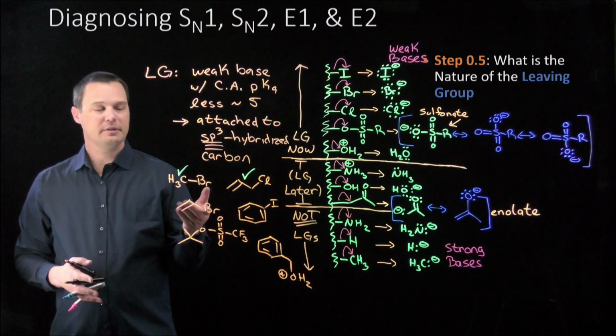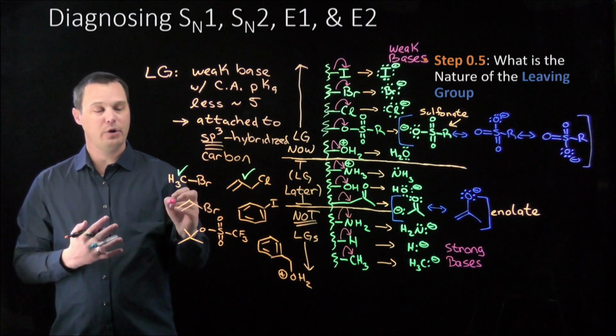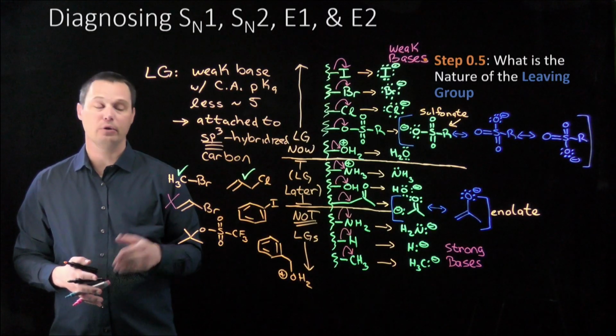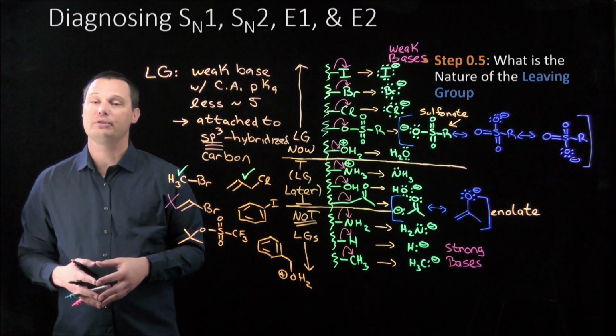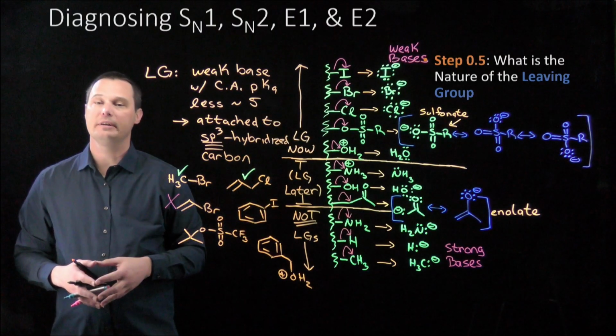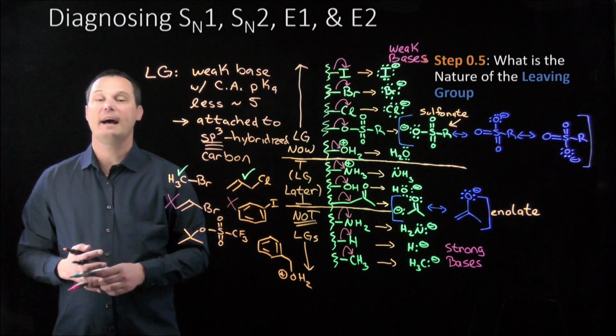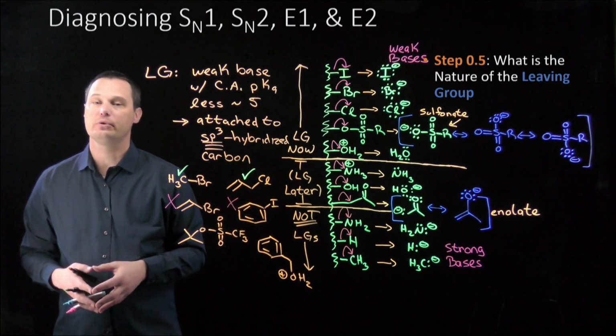Our third example has a bromine, which is a weak base, attached to an sp2 hybridized carbon. So no, this molecule does not have a competent leaving group and cannot do any substitution or elimination reactions as we're learning them in this chapter. The next molecule has an iodide, which is the best leaving group on our list, but it is attached to the sp2 hybridized carbon of benzene. So no, this molecule does not have a competent leaving group and cannot undergo substitution or elimination reaction.